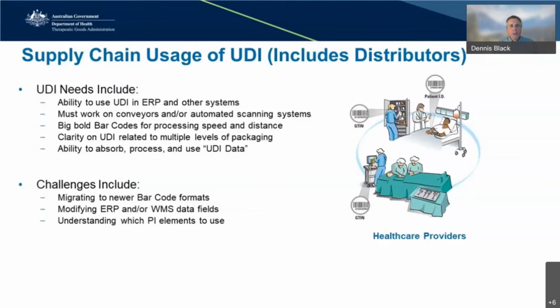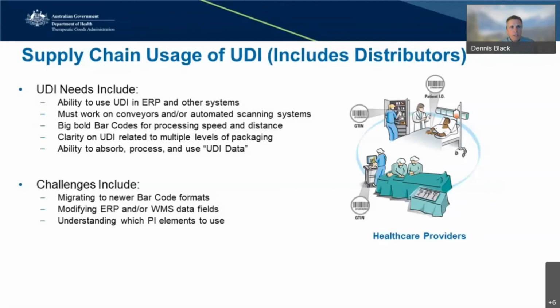When you think of what needs to take place in general distribution, it could be that that case or that product needs to fit on a conveyor belt or an automated scanning system. There's a desire for big, bold barcodes that you can scan when it's up on a rack in a warehouse, or if it's coming through a conveyor belt at a pretty good speed, to be able to scan it quickly. There are question marks on which production identifiers are going to be used and which ones need to be scanned and which ones can be ignored.